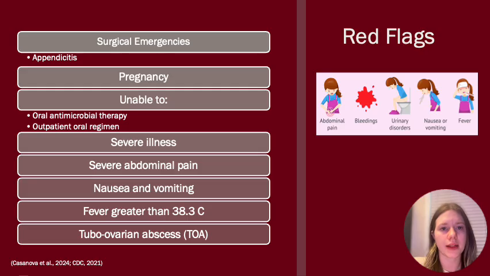So here are some red flags. The first one is that a surgical emergency like appendicitis cannot be excluded. Ask the patient if they're pregnant. And then, has the patient been responding to clinical oral antimicrobial therapy or not? If the patient is unable to follow or tolerate an outpatient oral regimen, that's also a red flag. And then if the patient has a severe illness, severe abdominal pain, nausea and vomiting, or a high fever. And then of course, if the patient has a TOA.